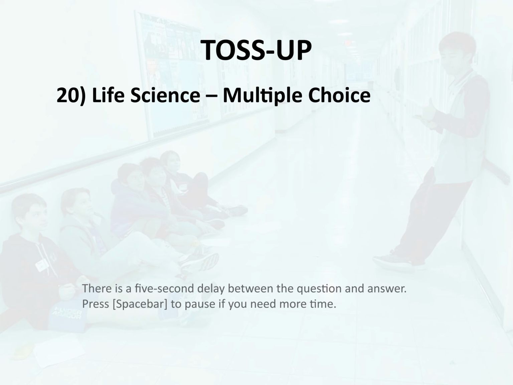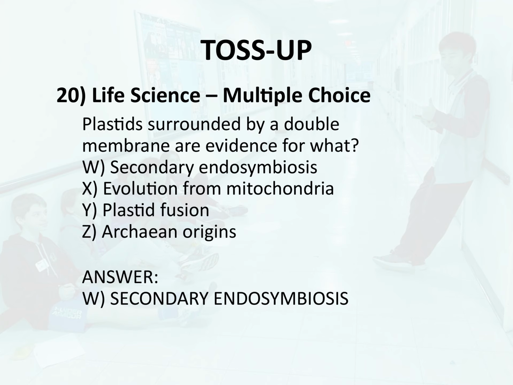Toss-up 20. Life science, multiple choice. Plastids surrounded by a double membrane are evidence for what? W. Secondary endosymbiosis. X. Evolution from mitochondria. Y. Plastid fusion. Z. Archean origins. Answer. W. Secondary endosymbiosis.